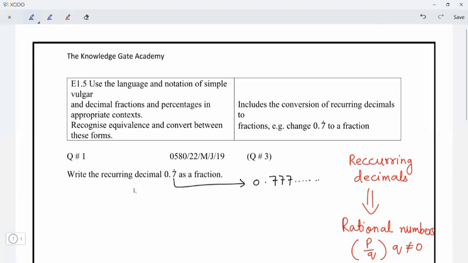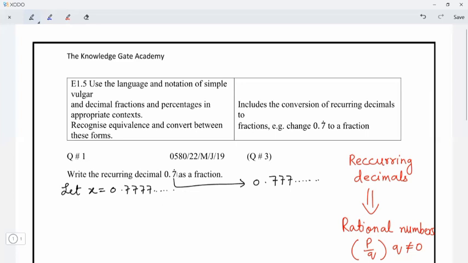So the very first step in solving these types of questions is that we have to suppose that decimal as some kind of variable. Let x equal 0.7777. I have written the 7 four times. What is the next step?